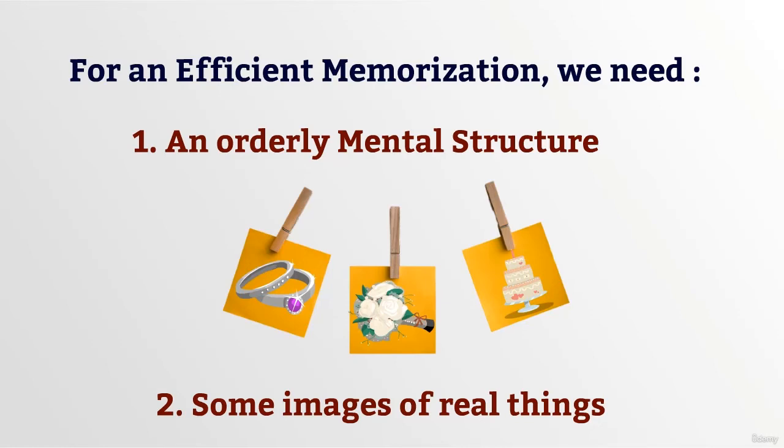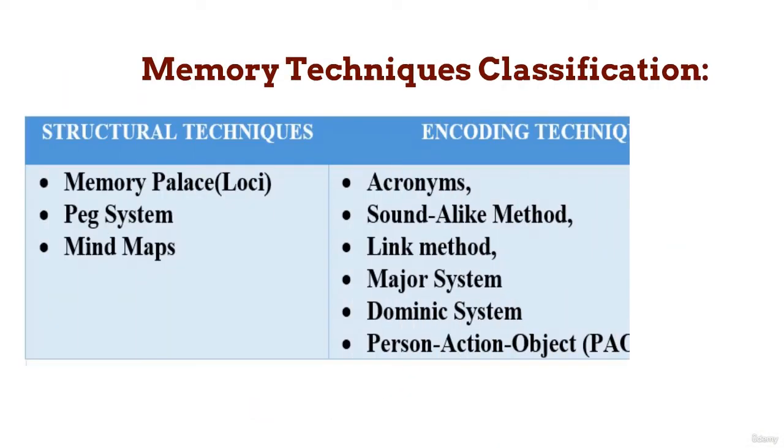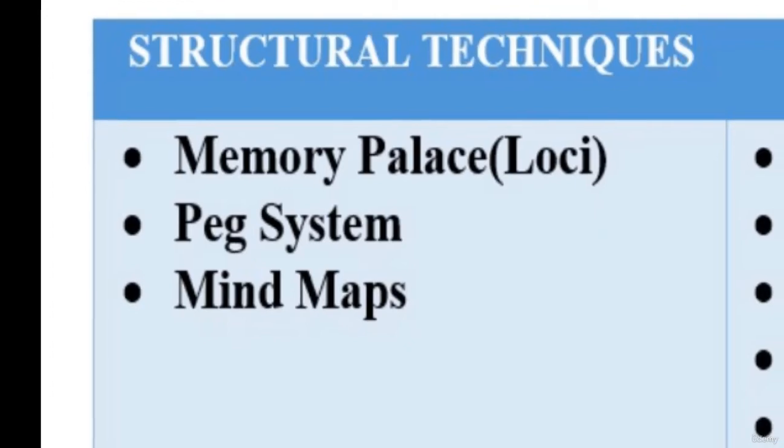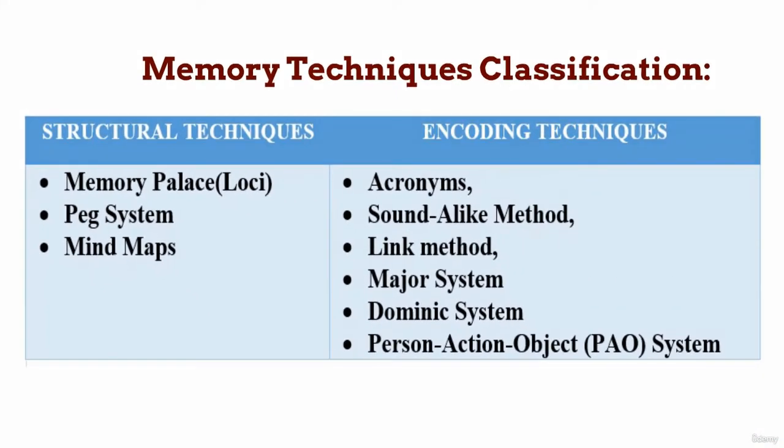This delimitation leads to the classification of memory techniques as follows. 1. Techniques that help you create a structure for your mental images, and these are the memory palace method, the PEG system, and the mind mapping technique. The pre-built structure created with these techniques will help you memorize the items in an order. The order is its main use.